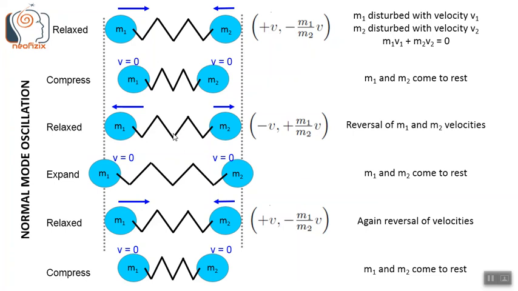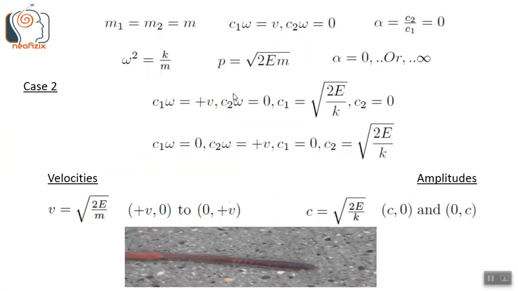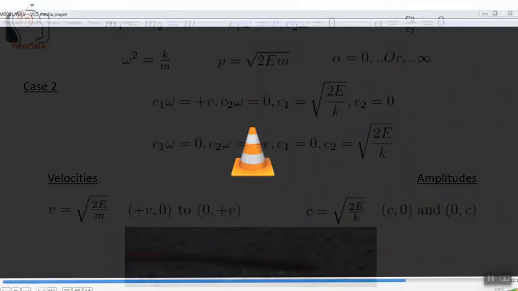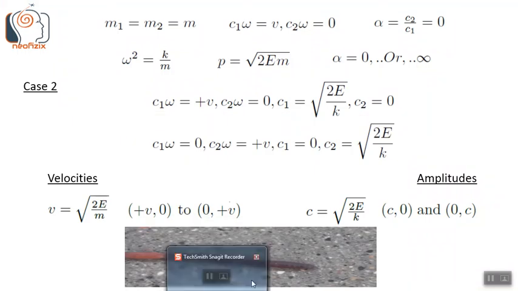The center of mass of this system is stationary since the net linear momentum of this system is 0. Now let us look at one of the non-normal mode solutions where the net linear momentum is not 0. In this case, for simplicity, let us consider the two masses have the same value, that is m1 equals m2 equals m. We give the first mass a disturbance of velocity v and the second mass remains undisturbed.